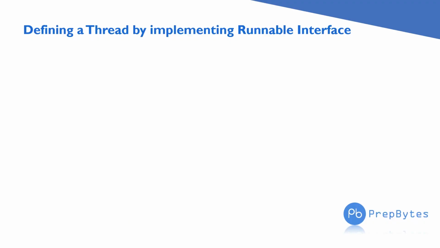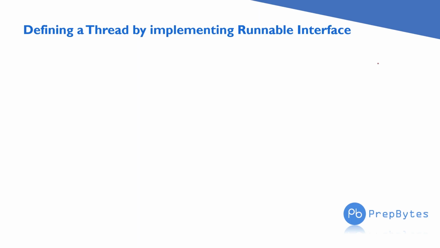So we have already seen defining a thread by extending the Thread class, correct? Defining a thread by extending the Thread class. What was the second way? Defining a thread by implementing the Runnable interface. Now we will see this one, that is defining a thread by implementing the Runnable interface.